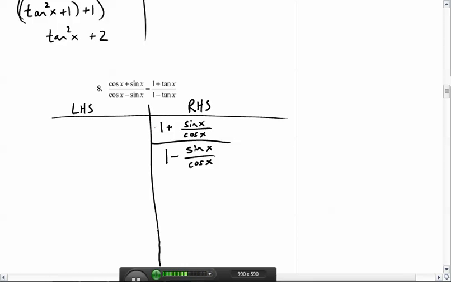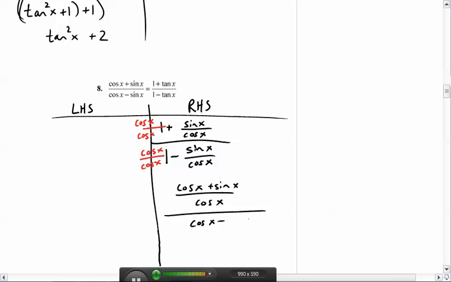So I'm going to change those 1s into cosine over cosine. I'm going to multiply the 1 by cosine on the top and the bottom. I'll change the 1 in the denominator to cosine over cosine so that I can put those two fractions together. So on the top I have cosine plus sine over cosine. And in the denominator, I've got cosine minus sine over cosine.